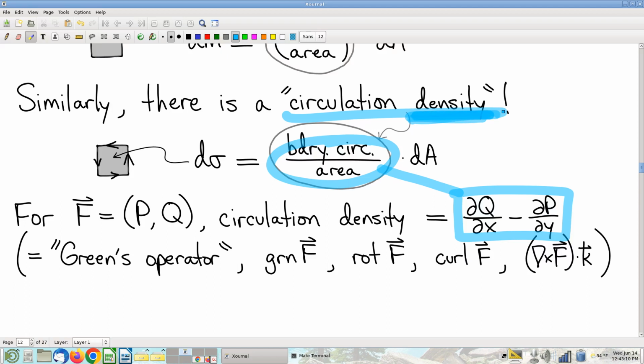Just out of curiosity, does that connect to, it kind of looks like something you get from a cross product? Yeah, I hear you. Yeah, there is a connection of sorts. Yeah, we'll get to that in a minute.